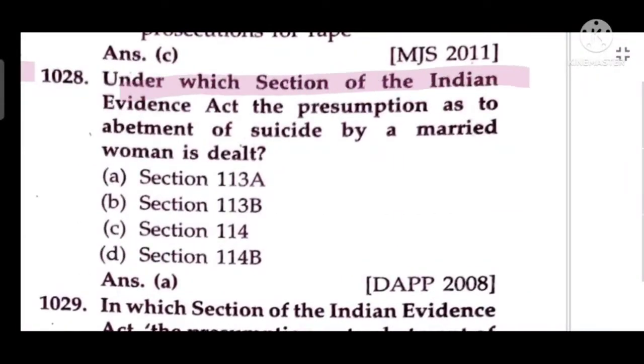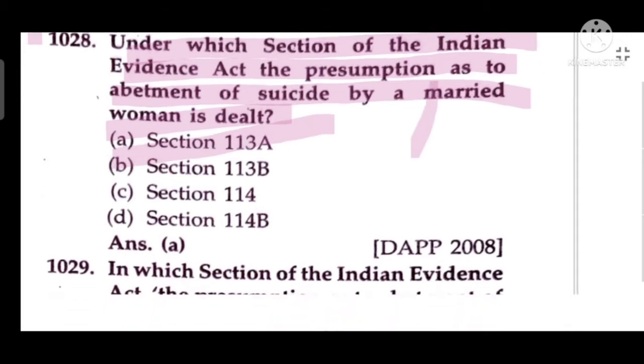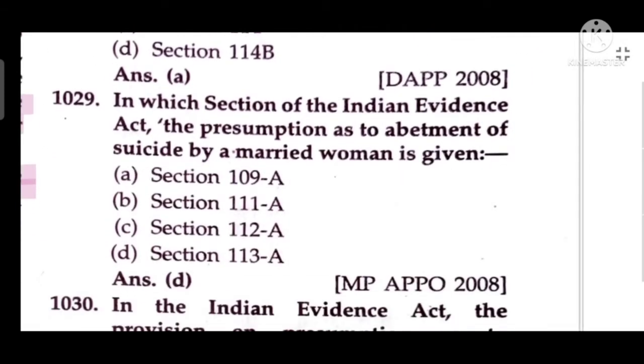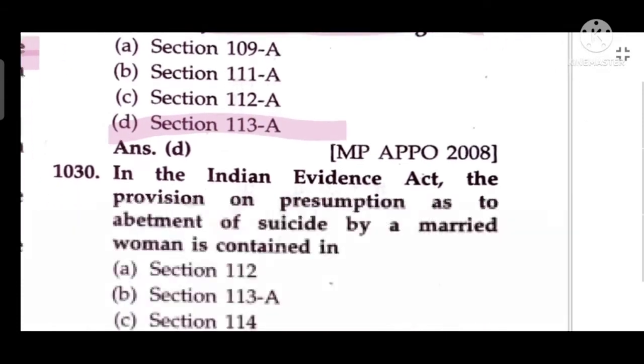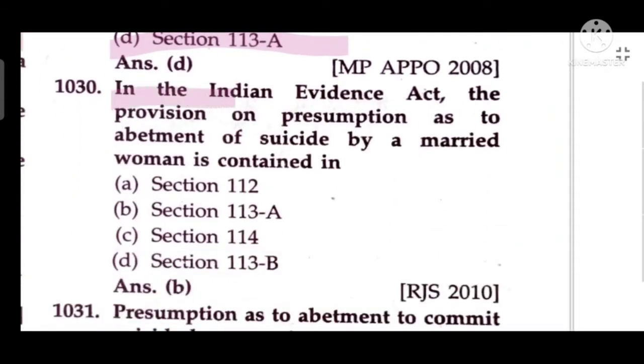Under which section of the Indian Evidence Act is the presumption as to abetment of suicide by a married woman dealt with? Section 113A. In which section of the Indian Evidence Act is the presumption as to the abetment of suicide by a married woman given? Under Section 113A. In the Indian Evidence Act, the provision on the presumption as to the abetment of suicide by a married woman is contained in Section 113A.